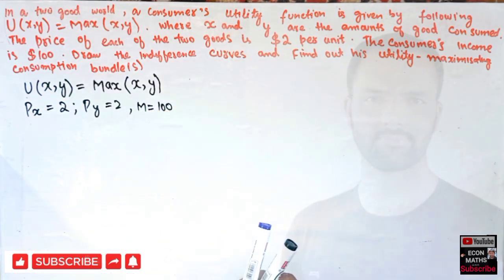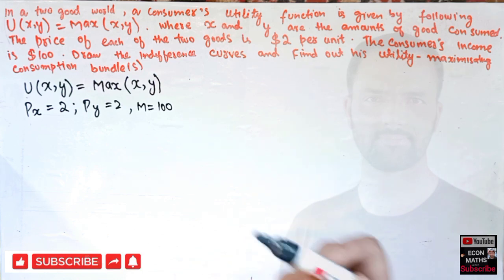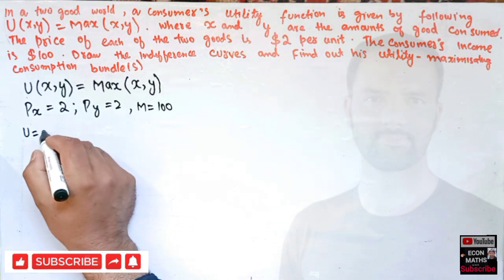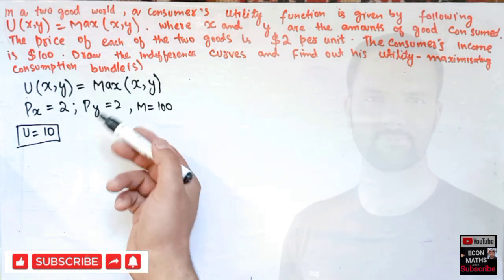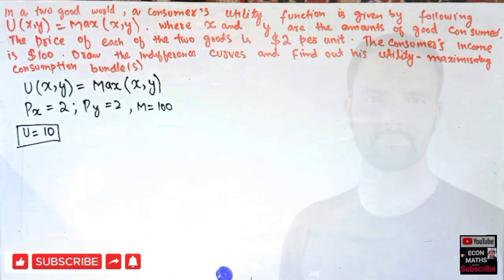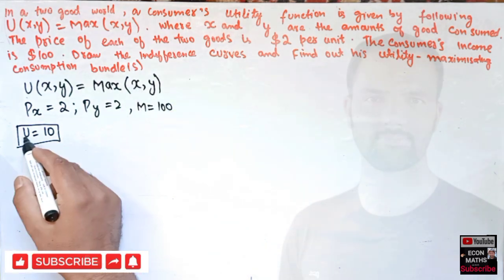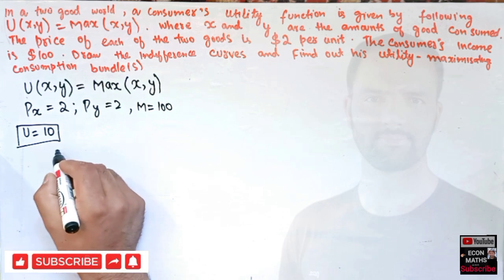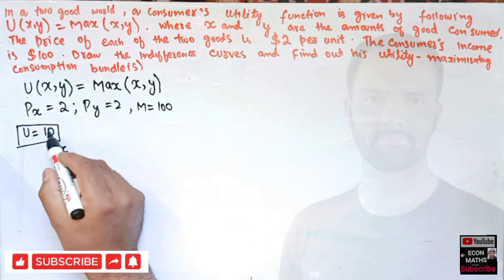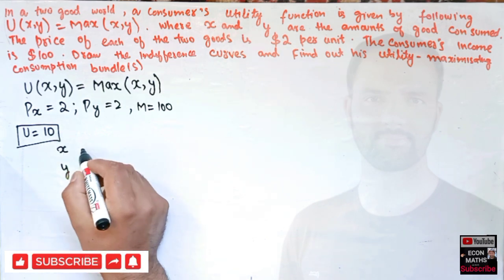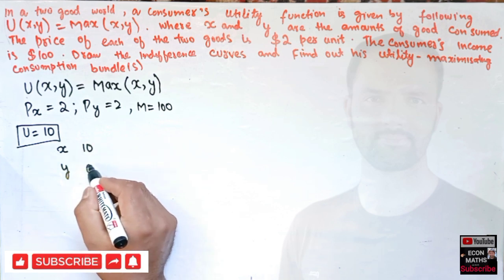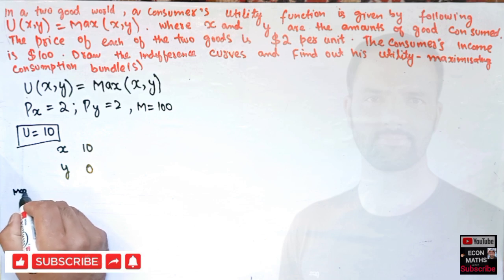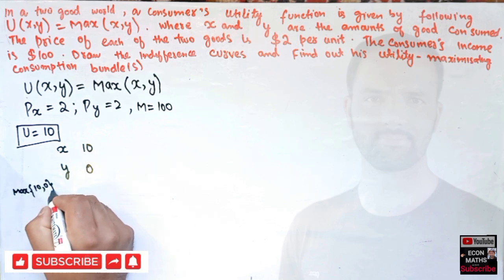Now first we need to draw the indifference curve. How do we draw the indifference curve? Let's take any arbitrary utility level. Let us say u is equal to 10. We will try to see when u is equal to 10 which combination of goods the consumer will consume. Let us say we have x and y. Now utility will be equal to 10 when the consumer consumes either 10 units of x or 0 units of y, because u is equal to the maximum of x, y, and the maximum of 10 and 0 will come out to be 10.